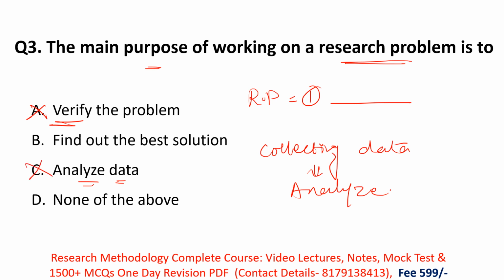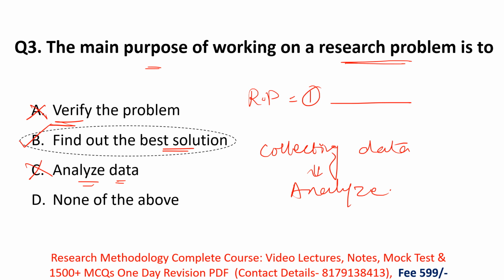Then option B is find out the best solution. Yes, why do researchers work on a research problem? Because we have to find the best options and the best solution for this research problem. Remember, a researcher always wants to find the best solution for their research problem. So the main purpose of working on a research problem is to find out the best solution. That's why the correct option here is option B.